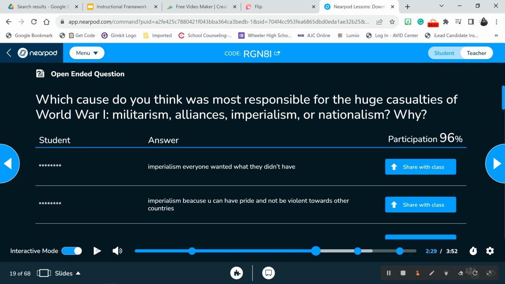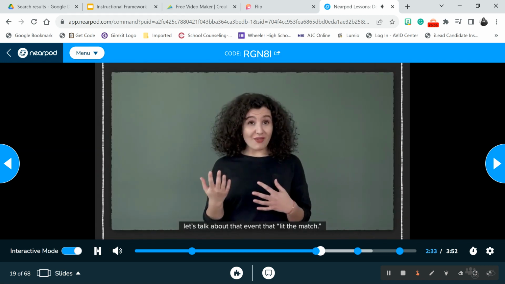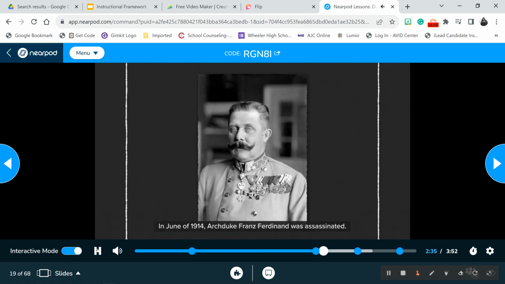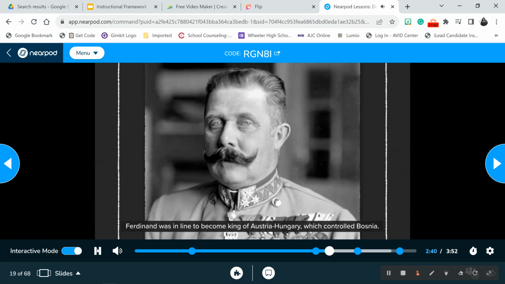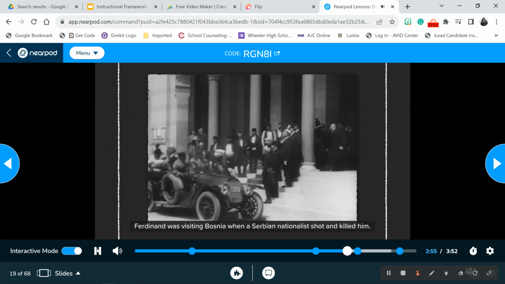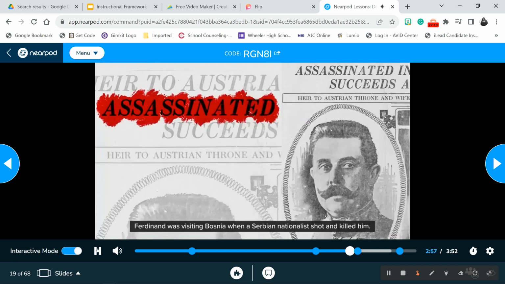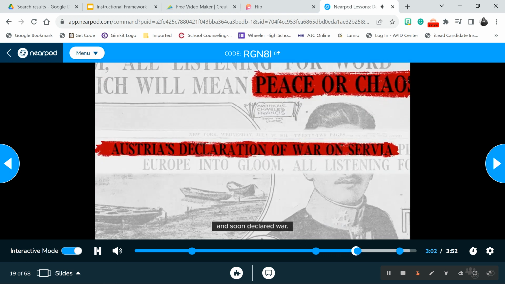All right, let's keep going. Now that you understand the conditions before the war, let's talk about that event that lit the match. In June of 1914, Archduke Franz Ferdinand was assassinated. Ferdinand was in line to become King of Austria-Hungary, which controlled Bosnia. Many Bosnians wanted out of Austria. They wanted to either form their own independent country or join Serbia. Ferdinand was visiting Bosnia when a Serbian nationalist shot and killed him. Austria-Hungary blamed the Serbian government for the assassination and soon declared war.